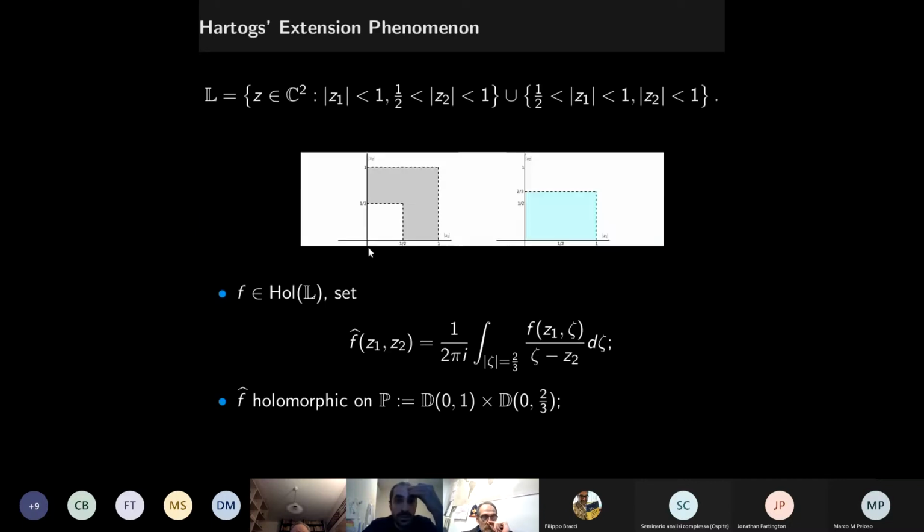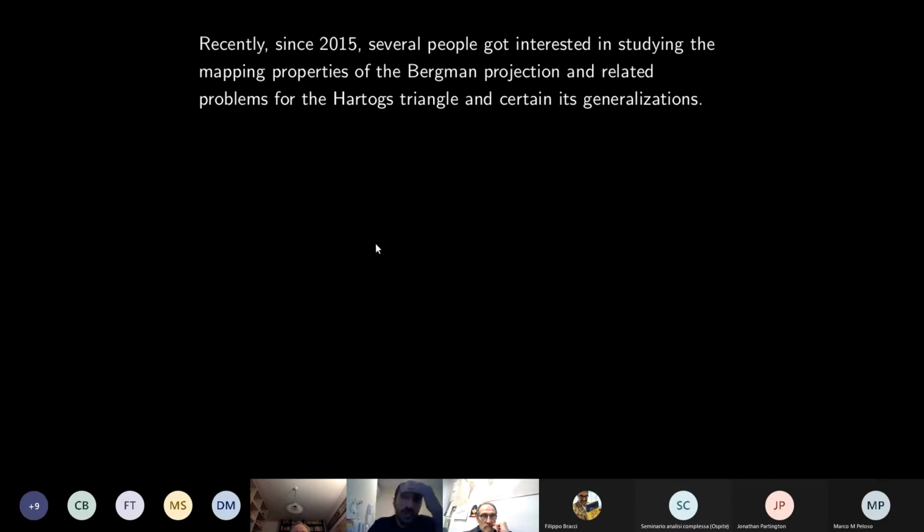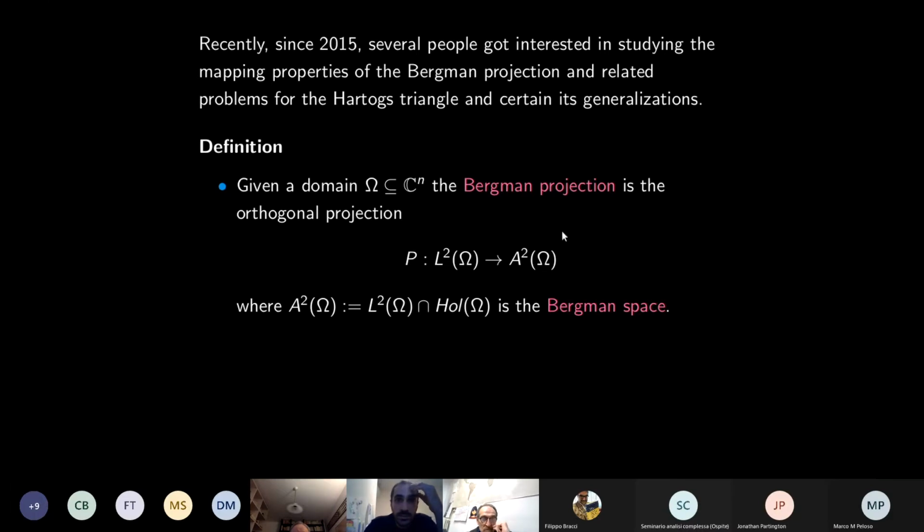Quite recently, let's say since 2015, more or less, several people got interested in studying the mapping properties of the Bergman projection and some related problems on the Hartogs triangle and certain generalizations of this domain. I now just recall to you that the Bergman projection is defined as follows. Given a domain Omega in C^n, the Bergman projection is just the orthogonal projection from the L2 space on the domain onto the closed subspace of the square integrable functions which are also holomorphic, which I denote by A2, and this is the Bergman space. And the Bergman projection is just this projection here.